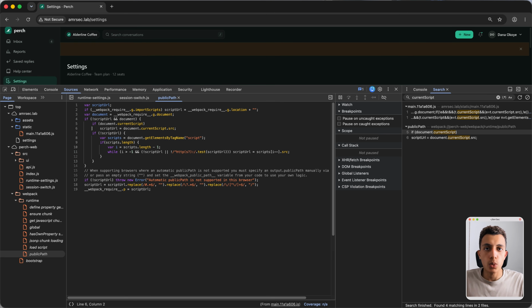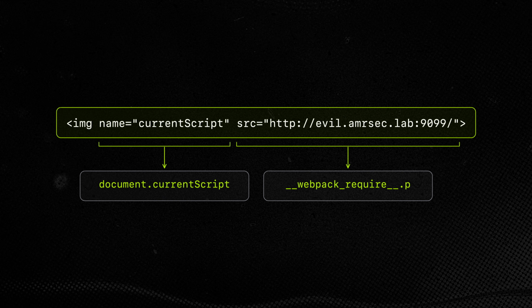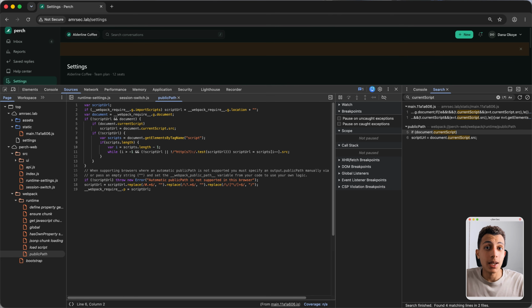Now put that next to what we just learned. document.currentScript is a property of the document object, and named elements reach the document object, so currentScript is clobberable by name, and the code wants a source URL of it. An image tag has a source URL. So my payload is one image. I give it a name of currentScript, and that takes over document.currentScript. Then I point the source at my server, and that's the value the bundler reads.